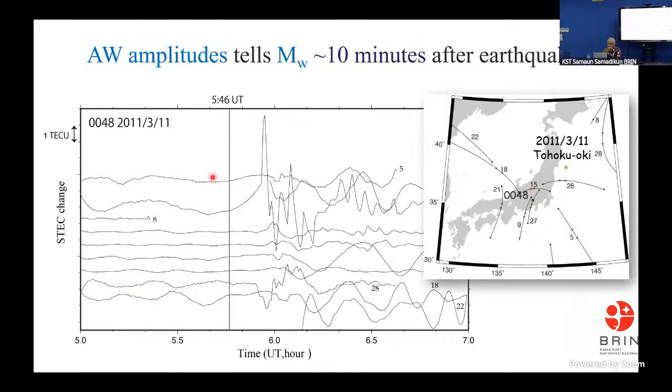And this is very useful. For example, this is a case in the March 11 Tohoku Oki earthquake, and that occurred 8 to 10 minutes after the earthquake. And you see a very strong disturbance here. And this amplitude tells something about the magnitude. And this is very quick.